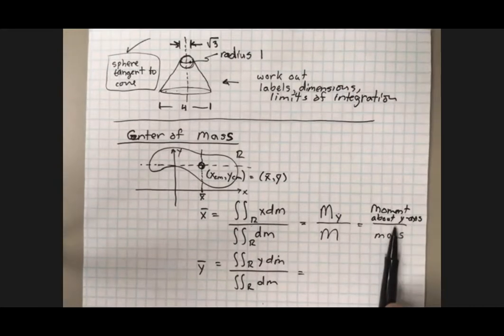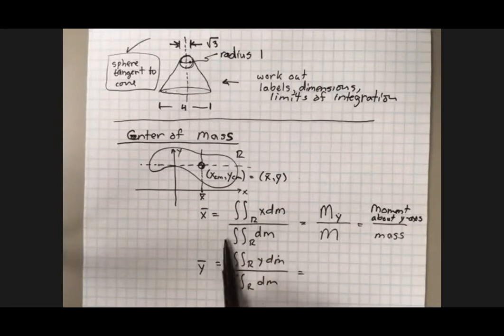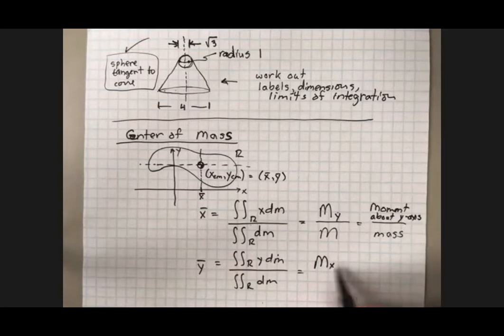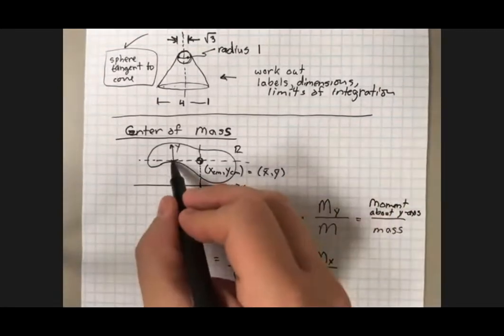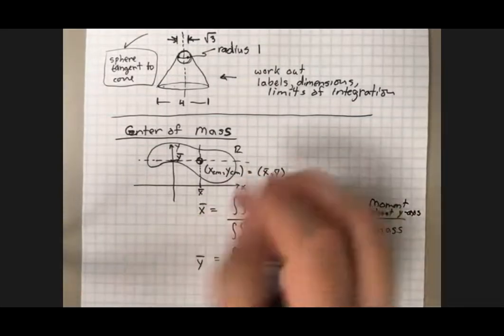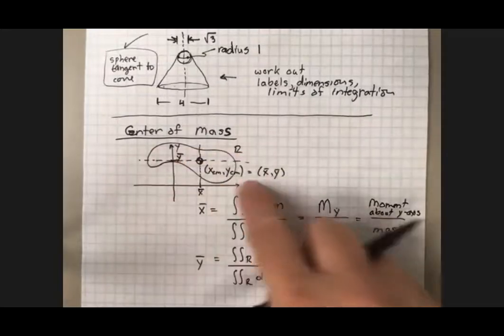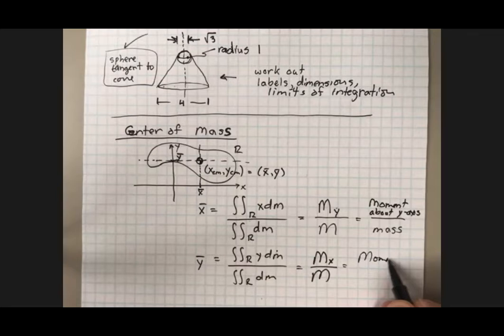Frankly, I like to avoid using that word. I like to avoid using the M_y notation. I just go straight to here's how we do it. X bar is x dm over dm. Same thing for here. The Y center of mass is the moment about the x-axis. It's the parallel line to the x-axis that tells you where to balance. But this language persists into moments of inertia and things like that, which we're not going to dig into.